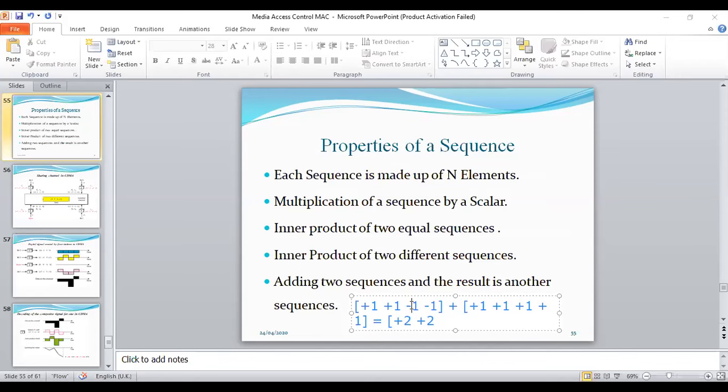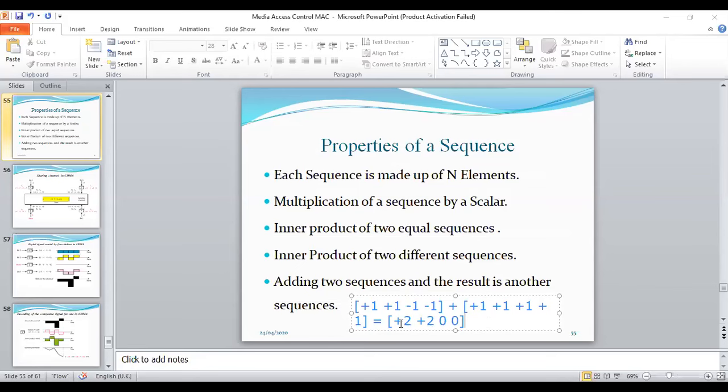The third element is what? Minus one and plus one. What is the result you are going to get? The result is supposed to be zero here. Then what is the fourth element? The fourth element is minus one and plus one. What is the result? Zero, right? The result is zero. This is the last property of a sequence: adding two sequences, and the result is another sequence.